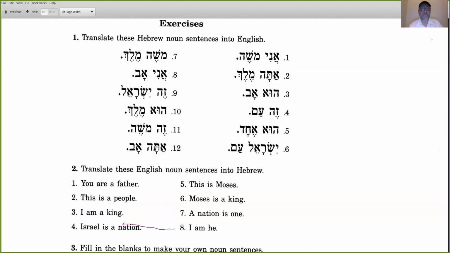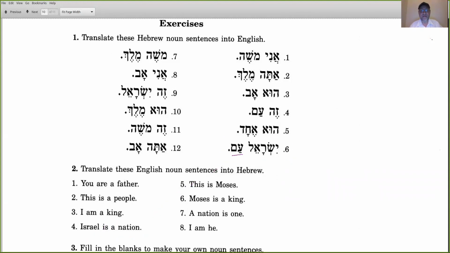Okay, so number 4, Israel is a nation. Okay, so we know we don't have to worry about this or this. We need to worry about Israel, nation. So Israel, nation. Okay, so this one's a little easier for us to do because here it is right here. Number 6 on the previous exercise. Israel, nation. Israel is a nation.